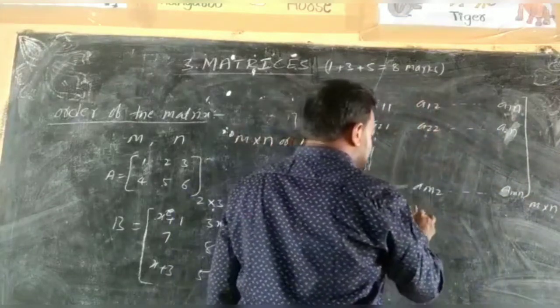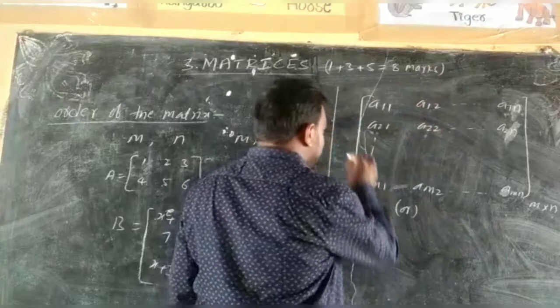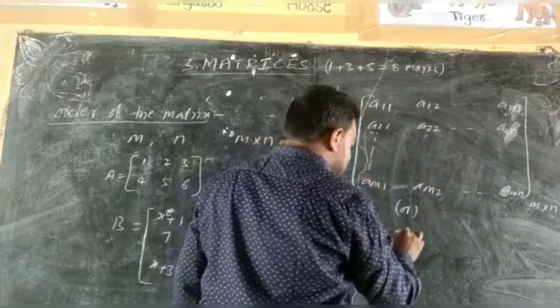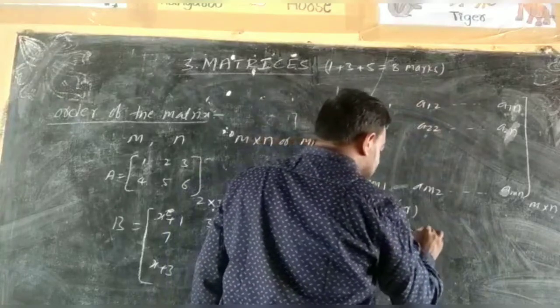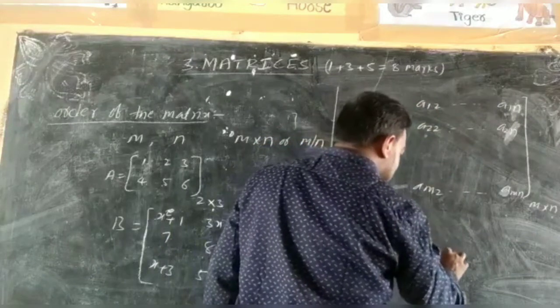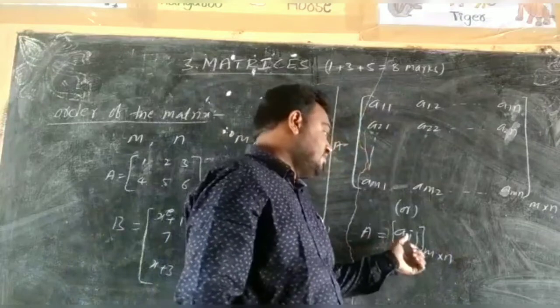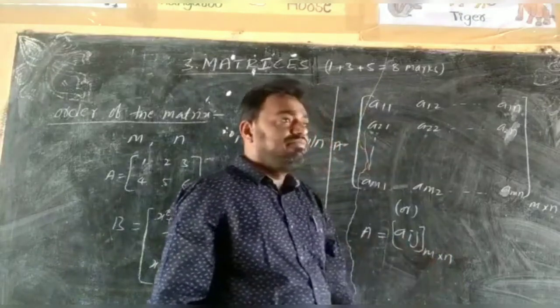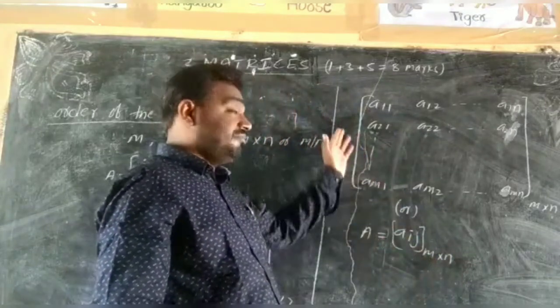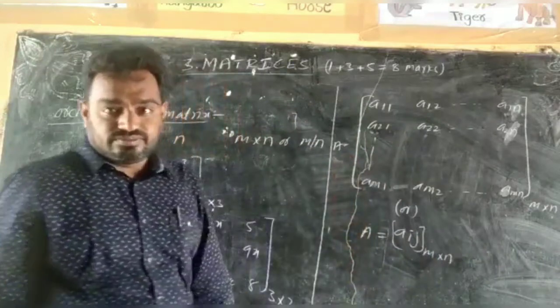Simply, otherwise, we write the matrix as A is equal to aij, m cross n. This is the order of the matrix. Okay.